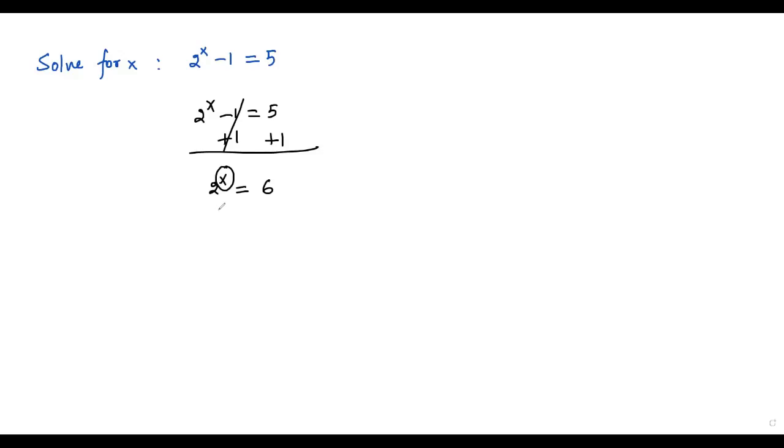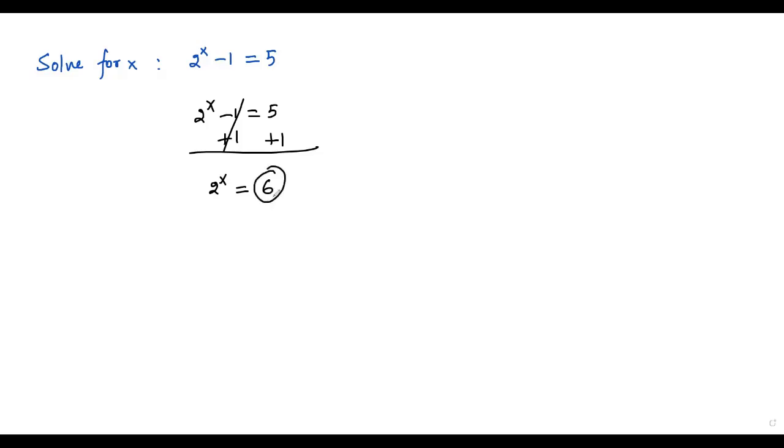So in any equation, if I want to solve for a variable that is an exponent, I must get the same base on both sides. Once I get the same base on both sides, I can equate the exponents and I can solve for x. Here, the base on the left side is 2. So is it possible to get the same base 2 on the right side?